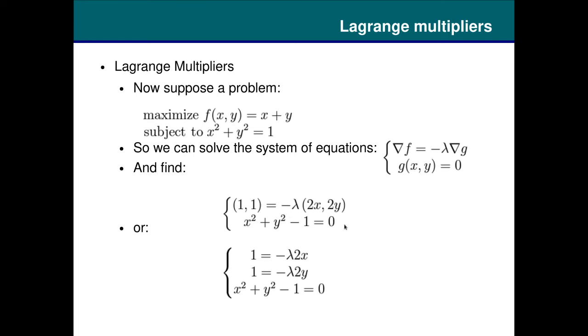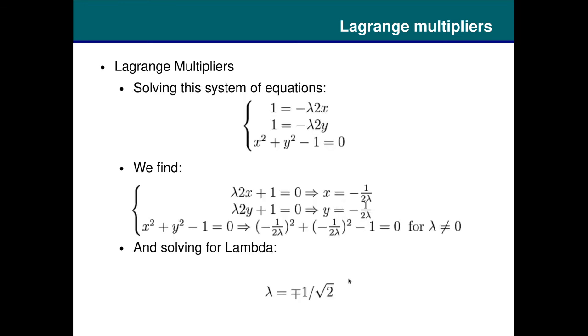Okay? Solving that, I have the same as 1 equals minus lambda times 2x, as shown here, and 1 equals minus lambda times 2y, as shown in here. And our constraint equals 0. So I need to solve this system. Solving this system is not that difficult, of course.